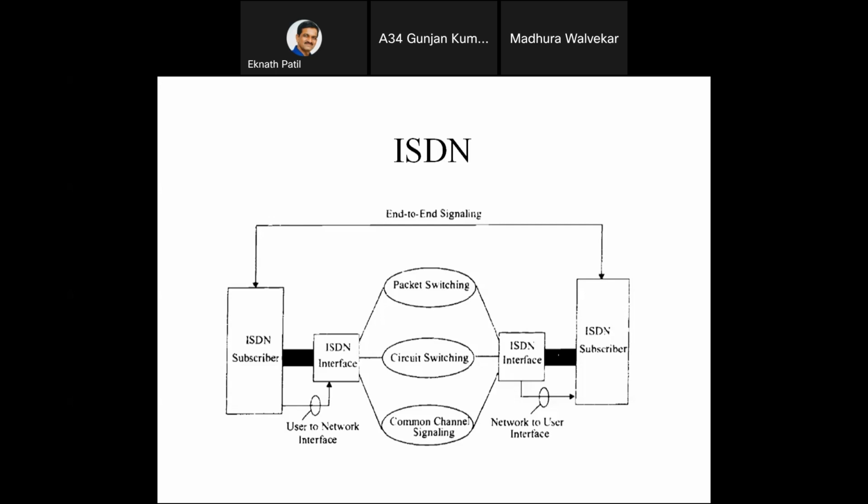So ISDN is the integrated services digital network, and end-to-end encryption and all these things are with the help of three different channels. So we can say that is packet switching, circuit switching, and common channel signaling.